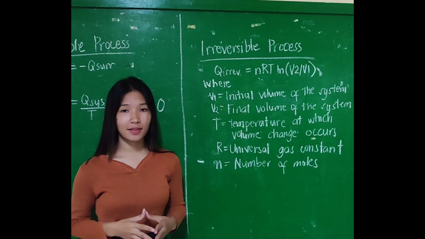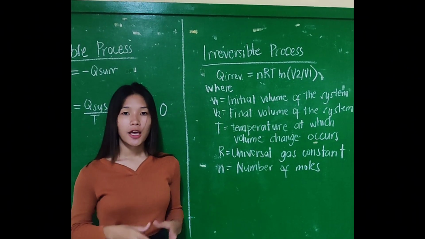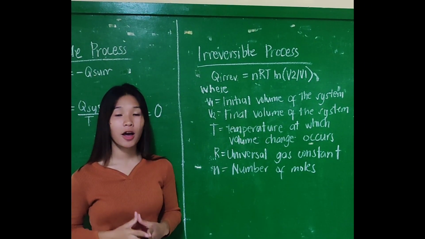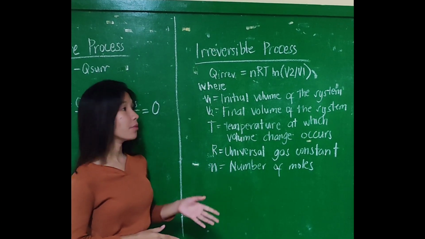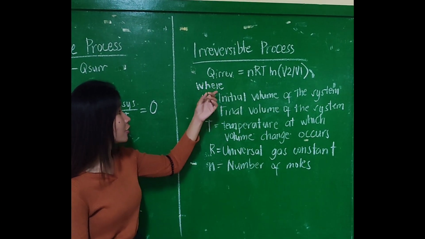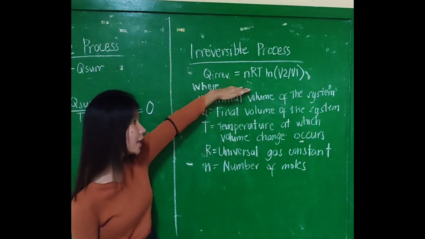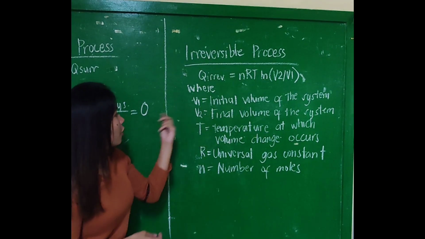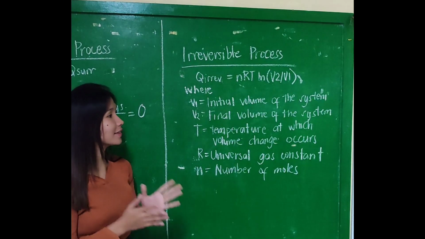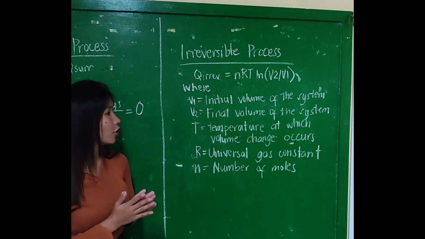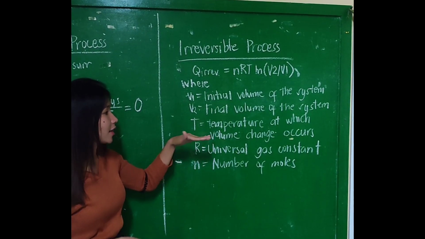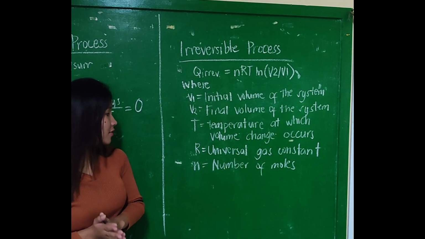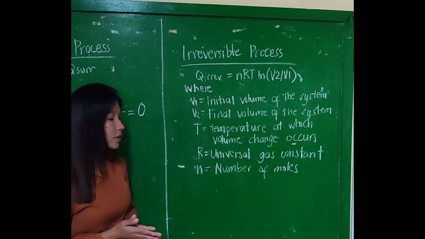The second process is the irreversible process. If the process is irreversible, then the heat absorbed by the system from the surroundings is given by the reversible amount of heat, which is equal to nRT ln(V2/V1), where V1 is the initial volume of the system and V2 is the final volume of the system. T is the temperature at which the volume change occurs, R is the universal gas constant, and n is the number of moles.